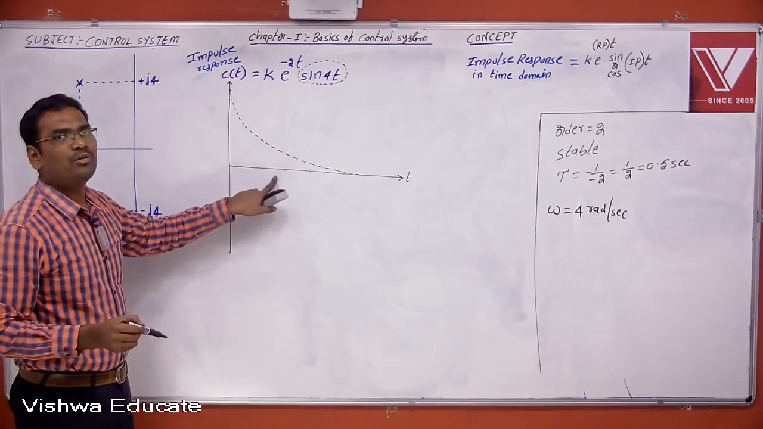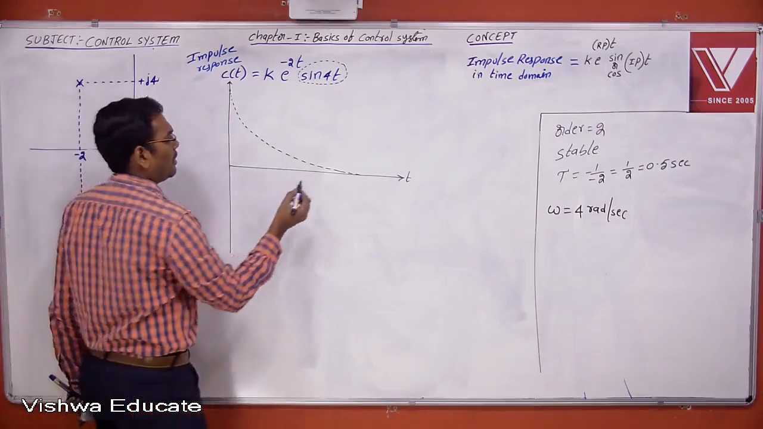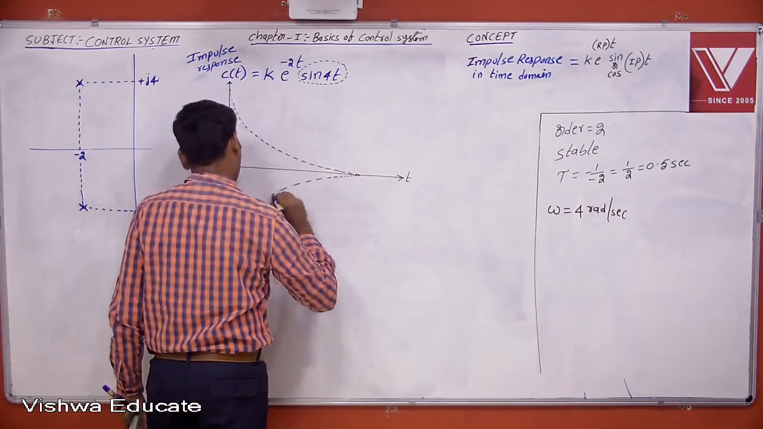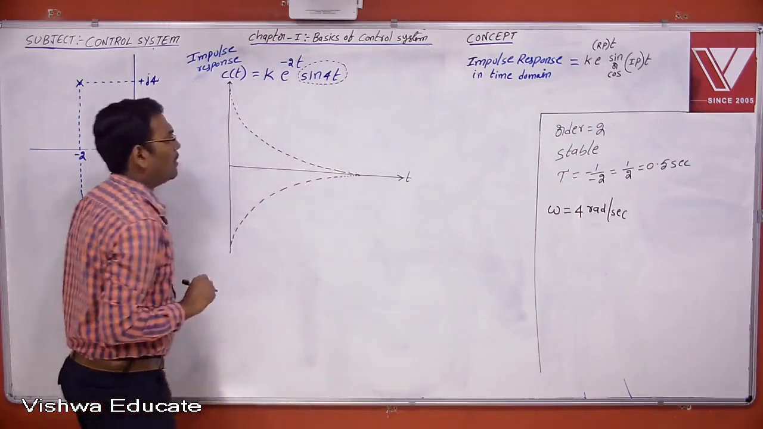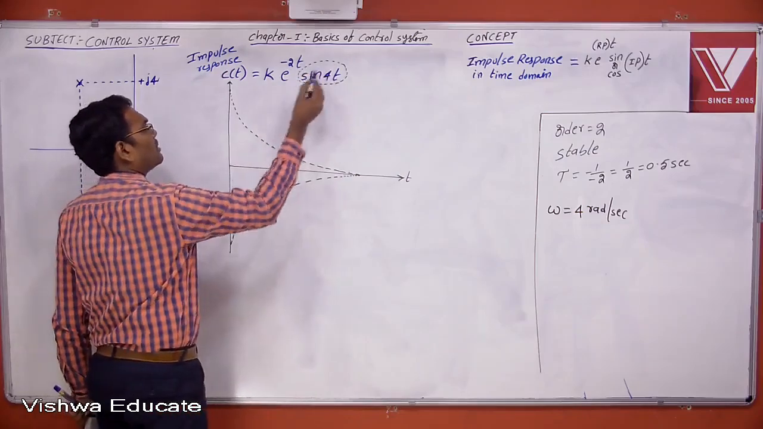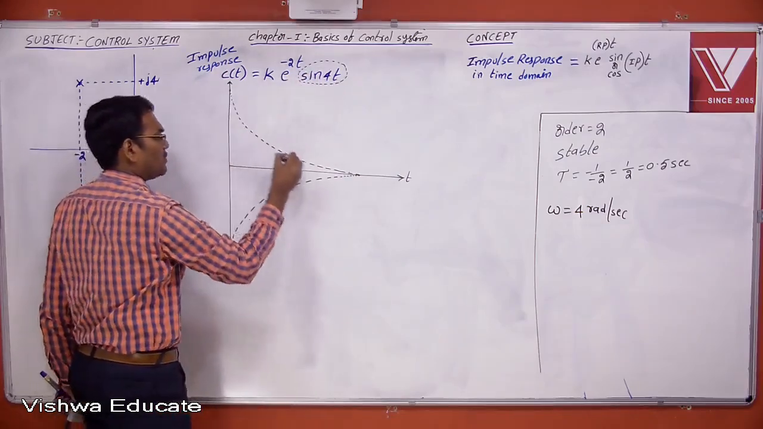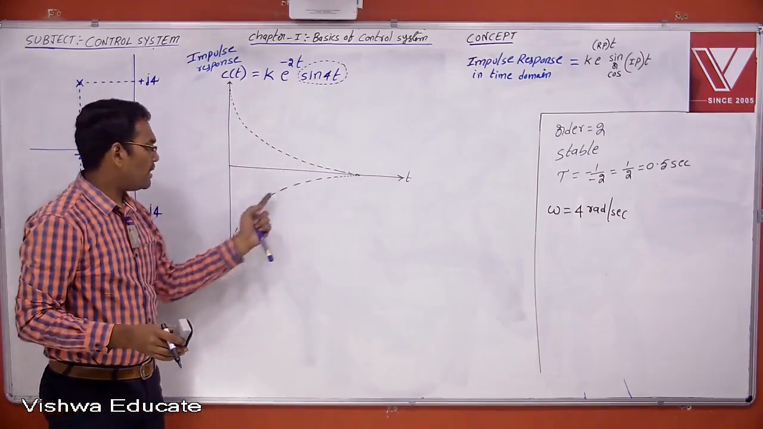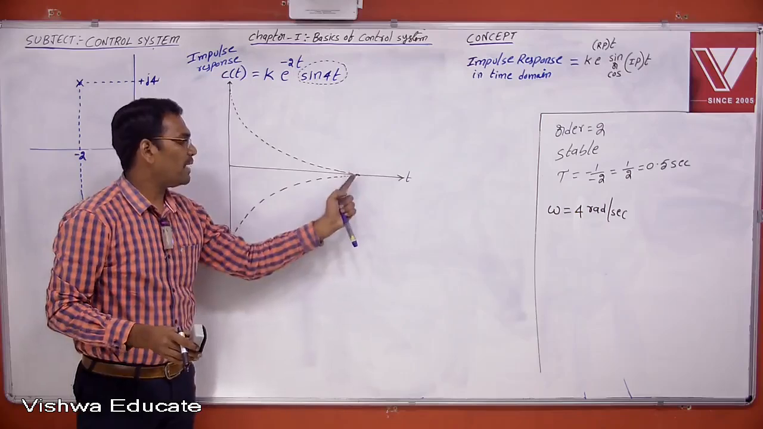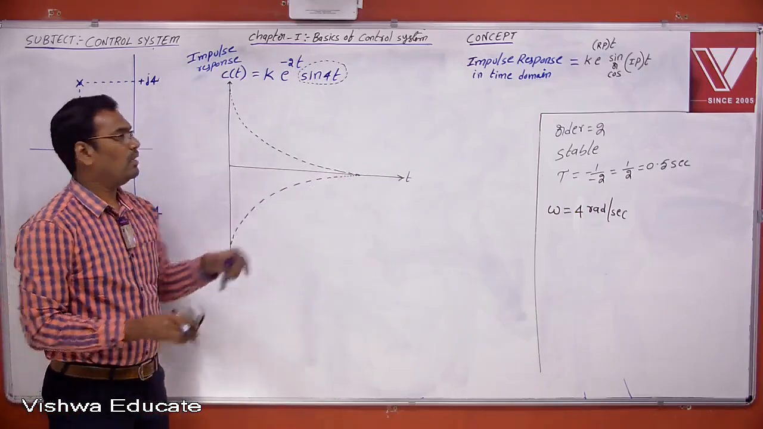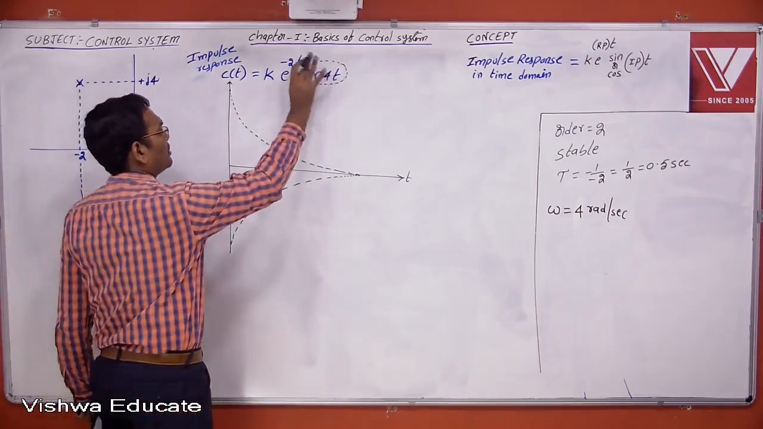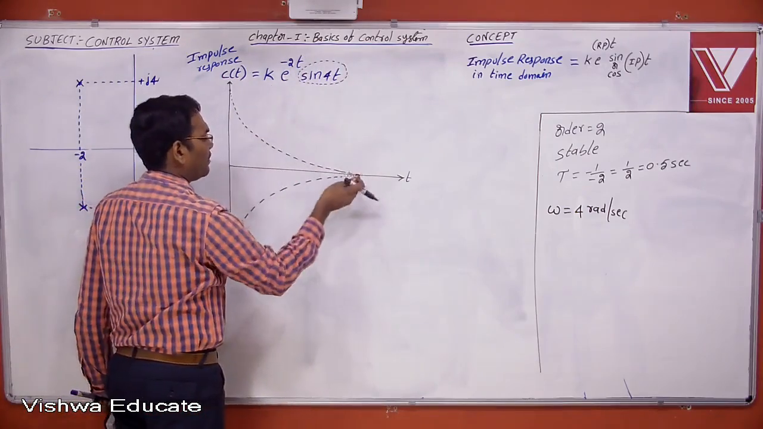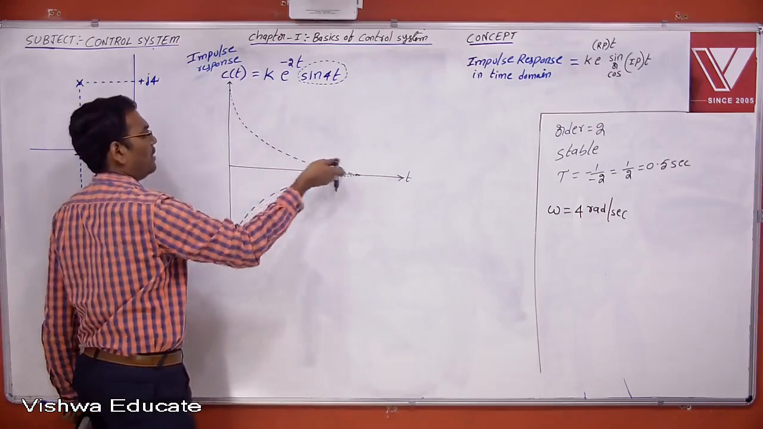Now with respect to the time axis, draw the mirror image. Forget about the sine or cos term, the remaining term is exponentially decaying, then with respect to the time axis, draw the mirror image. Therefore, forget about the sine or cos, exponentially decaying, and with respect to time, the mirror image is this one.